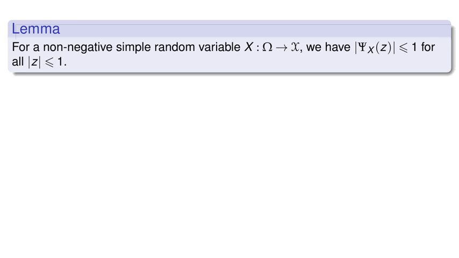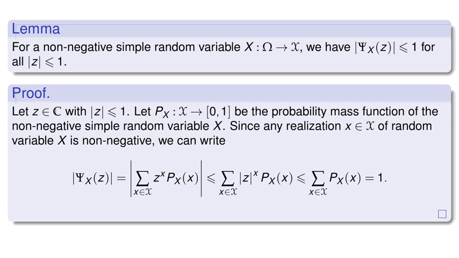A useful lemma states that for a non-negative simple random variable X, the magnitude of its PGF, the absolute value of psi_X(z), is always less than or equal to 1 whenever the magnitude of z is less than or equal to 1. The proof is quite direct.